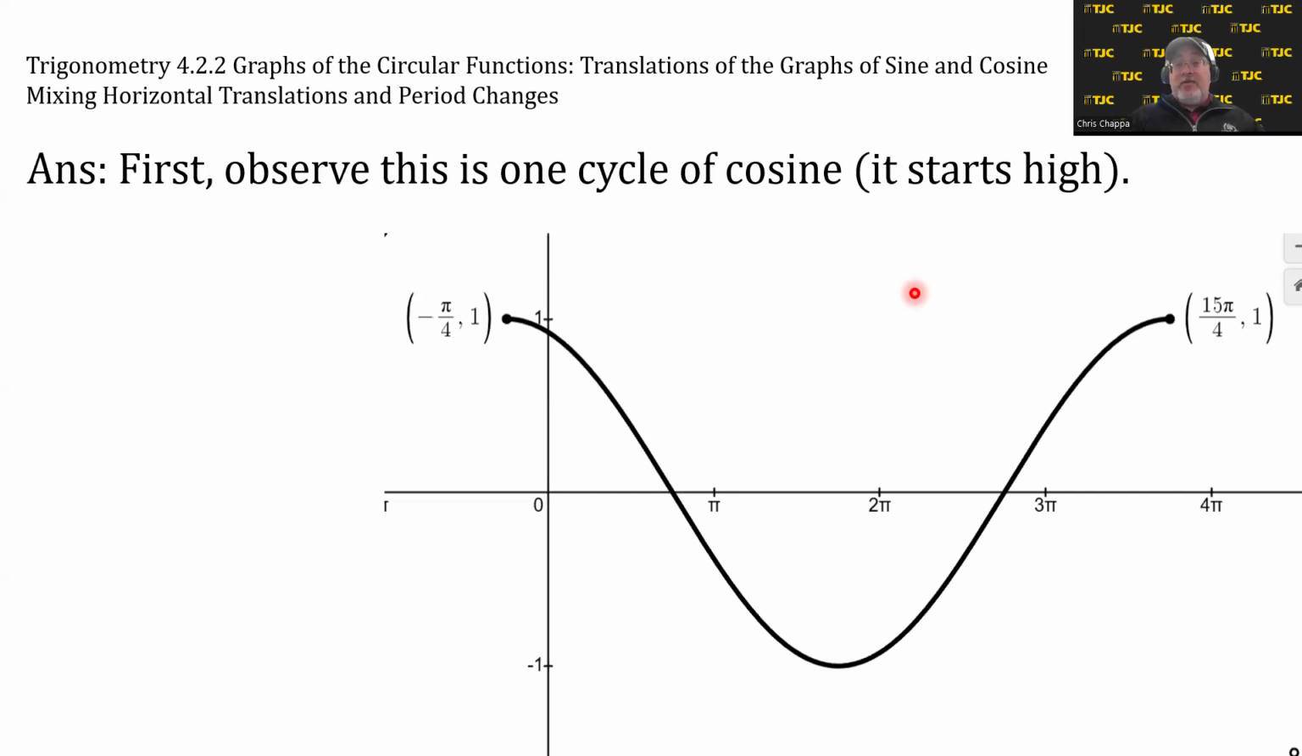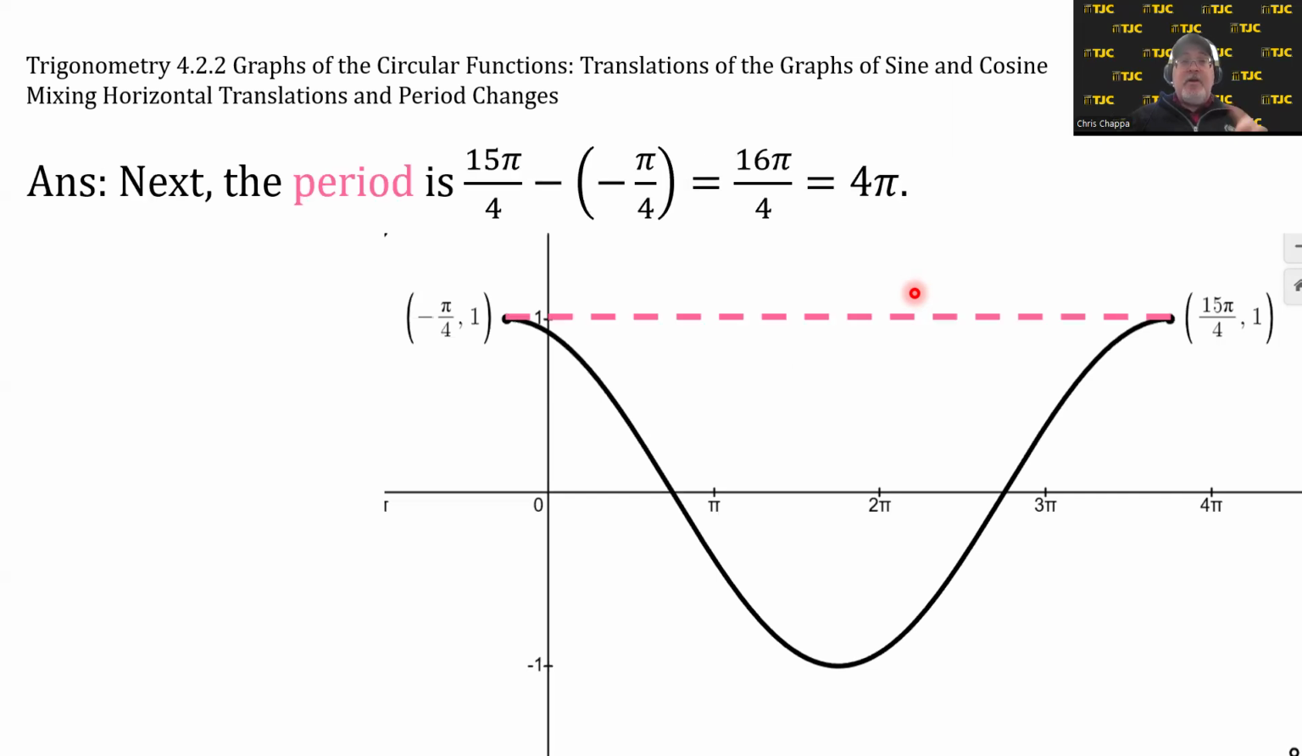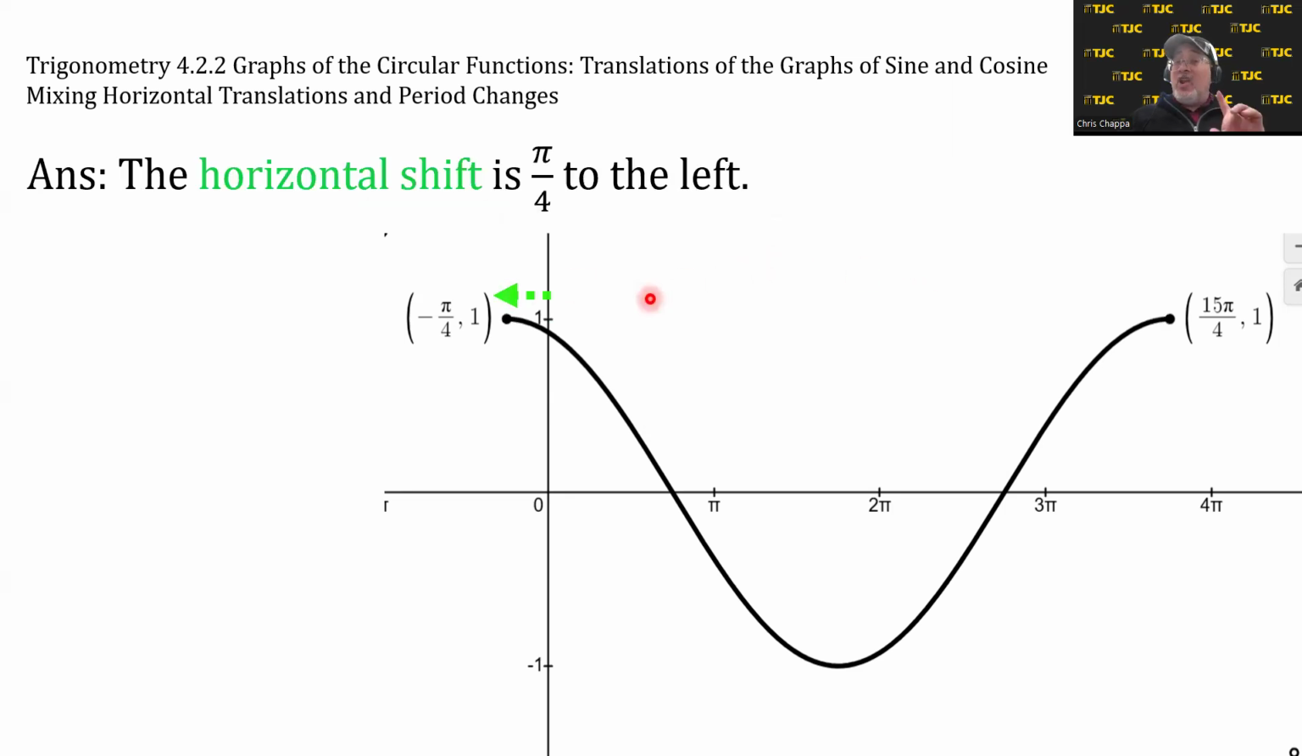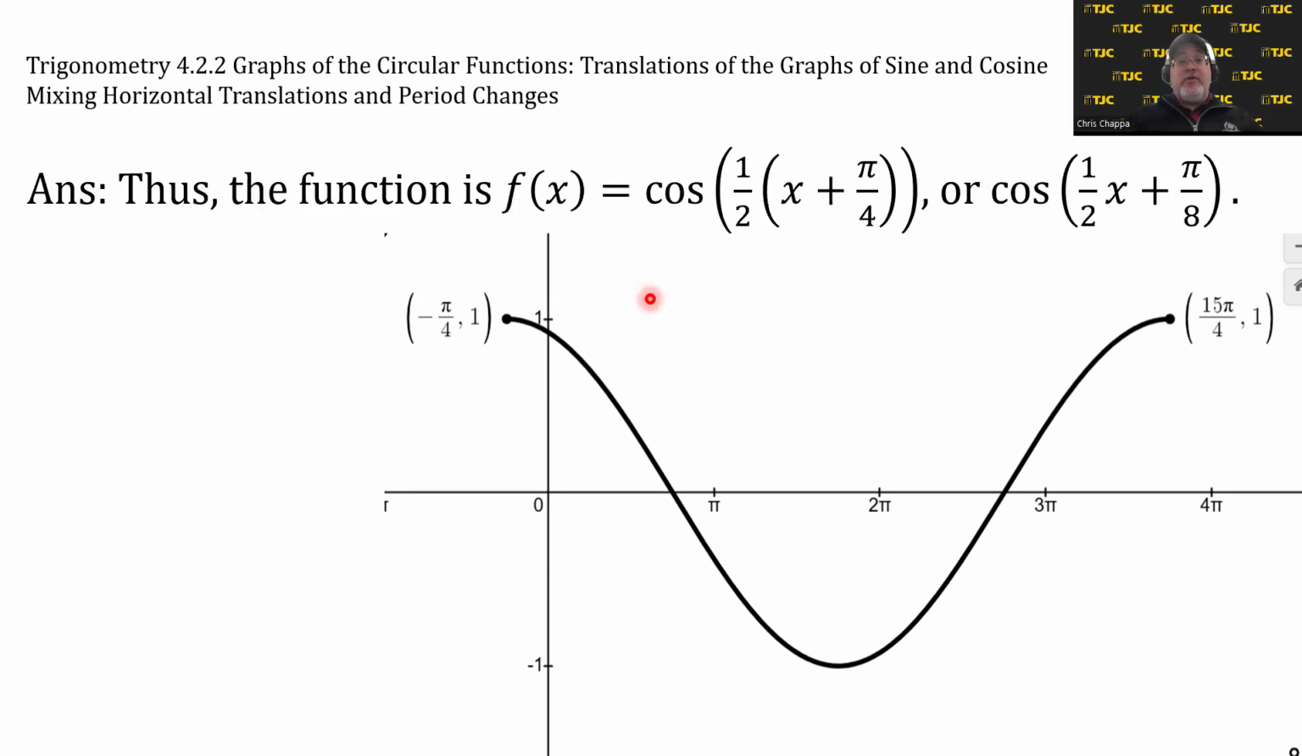First, observe this is one cycle of cosine because it starts high. The period is the difference between the extreme x coordinates. So the difference between 15 pi over 4 and negative pi over 4 is 16 pi over 4, which is 4 pi. And because the period is 4 pi, then 2 pi over b is equal to 4 pi. Solve this and you get b equals 1/2. So our b is 1/2. The horizontal shift is pi over 4 to the left. And so the function is f of x equals cosine of 1/2 times the quantity x plus pi over 4. Remember, to the left is a plus. If we distributed the 1/2, we would have cosine of 1/2 x plus pi over 8.